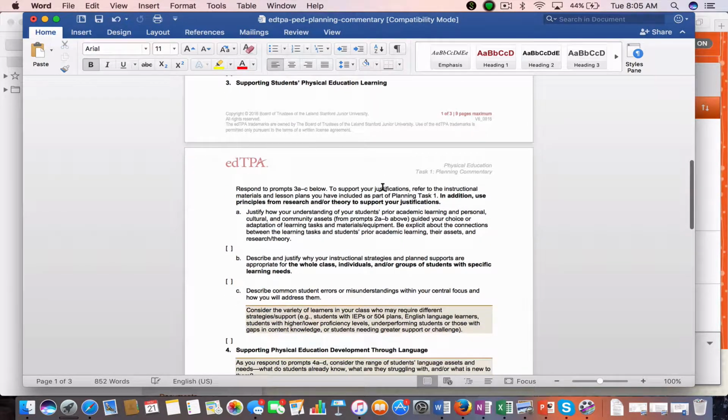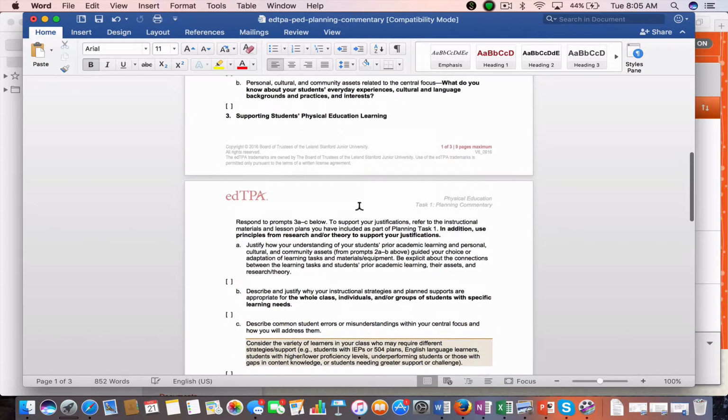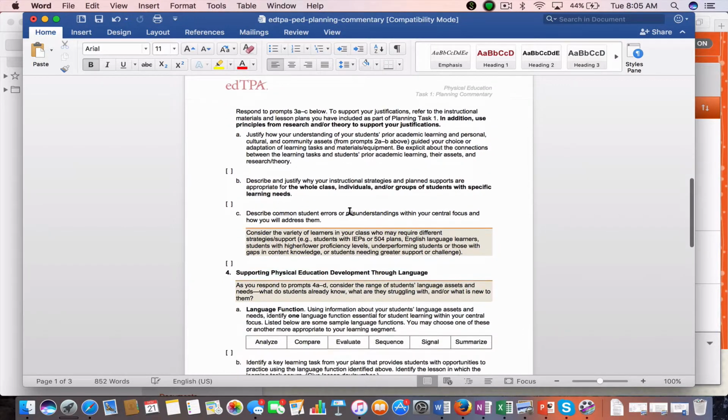Now, supporting students' learning is going to vary. This is educational learning. So it's a little bit different than what the other templates are going to ask. But really what you all have in common is that for question 3, you need to do this. You need to justify how your understanding of your students' prior learning and personal assets guided your choice of the learning tasks. Okay? So that is, why are you teaching what you're teaching? How does that connect to their prior learning? And how does it connect to their interests?